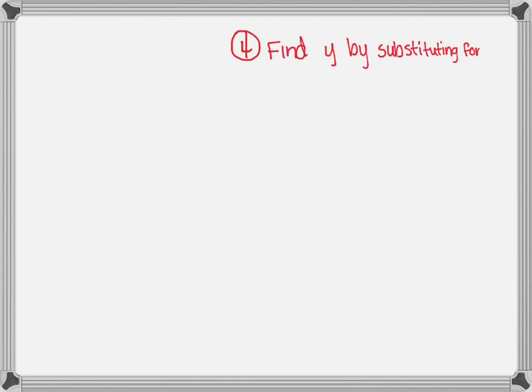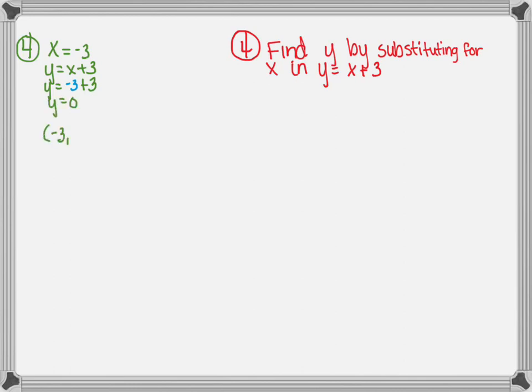Now, we'll find y by substituting for x in y equals x plus 3. I could substitute into the first equation as well. I just figured the linear equation was simpler to substitute into. So we have to do this for each x value. So let's do this for x equals negative 3 first. So y equals x plus 3 is what we're substituting into. So y equals negative 3 plus 3, or y equals 0. That means when x is negative 3, y is 0, so I have the coordinate negative 3, 0.